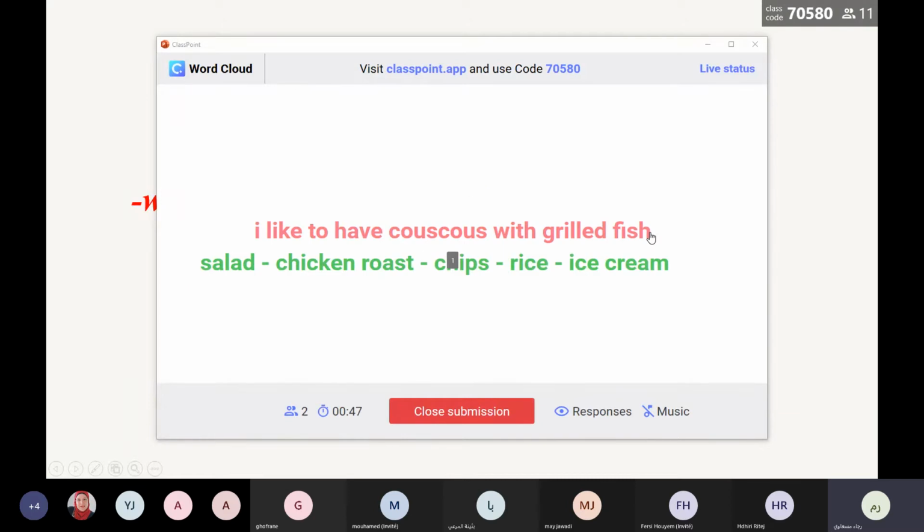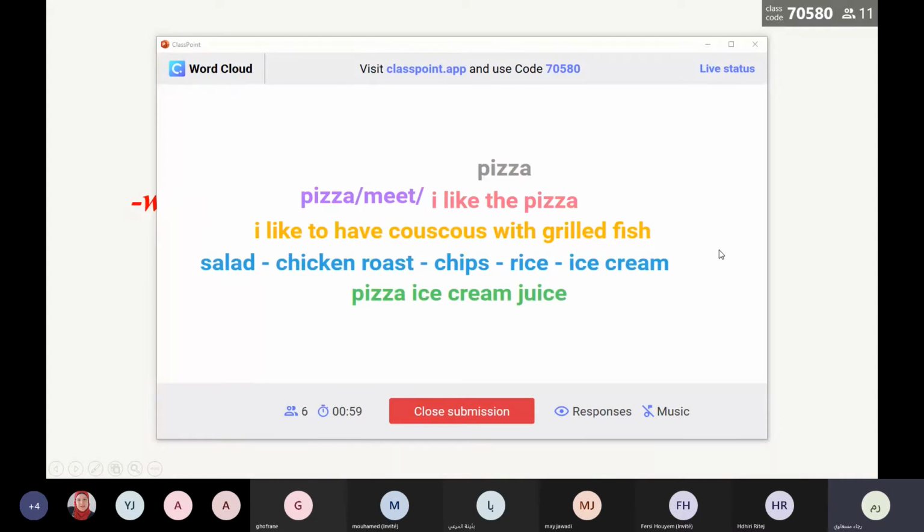Yes. Couscous, good. Grilled fish, well done. Ice cream, perfect. Rice, good. Chips, chicken roast, salad, pizza, meat. Very good. Thank you to all of you. Thanks a lot. Okay, well done.